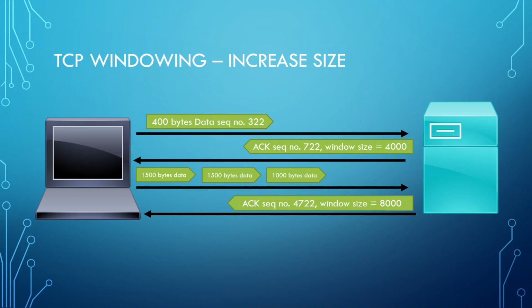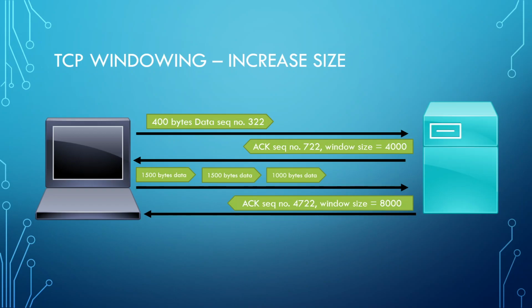So in this case, the client receives that. He says, okay, the server's received the first packet I sent. He wants me to now send 4,000 more bytes of data. Obviously, I can't send a packet which contains 4,000 bytes of data, so I have to split that down into individual packets. So it sends 2 packets with 1,500 bytes worth of data, and 1 packet with 1,000 bytes worth of data.